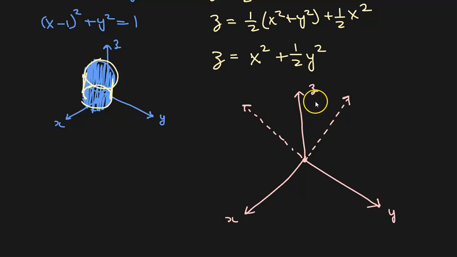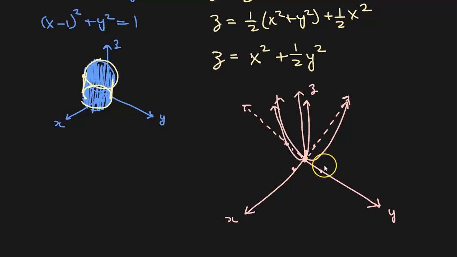Y is going to be scaled in the y direction, so it's going to be something like this. This is the ellipse that we have. And the way that it's going to look is that it's going to come out at you like this, right? It's going to protrude out in that way, I guess. So these are the different traces that you have.